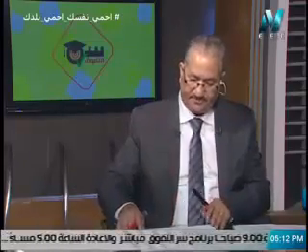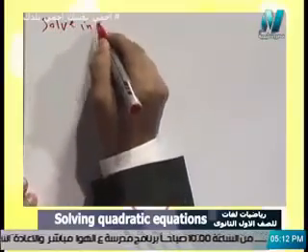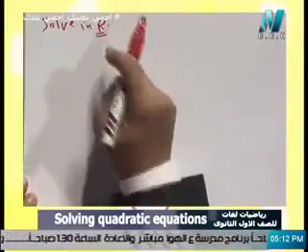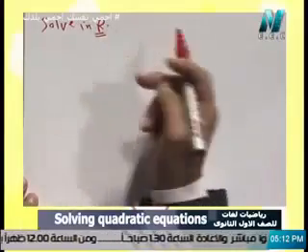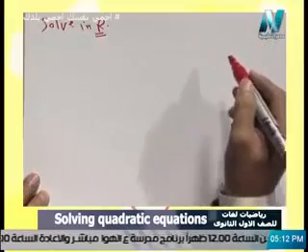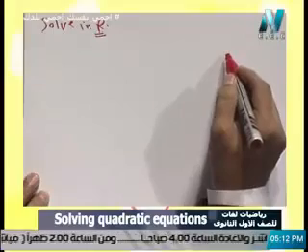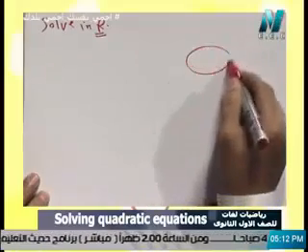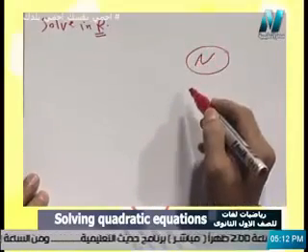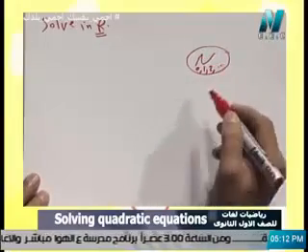New paper. Solve in R. In R means real numbers. Real numbers, as we know, include many kinds of numbers. If we express it here, we first studied something called natural numbers. Natural numbers means 0, 1, 2, and so on.